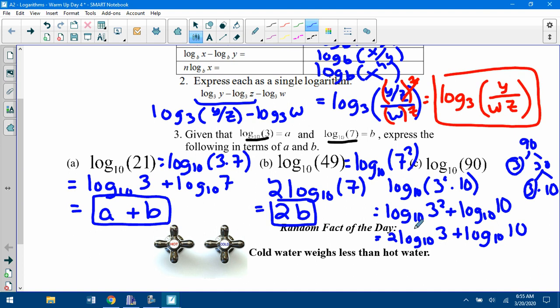What's this first piece going to turn into using my directions? 2a. Well, what's log base 10 of 10? 10 to what power gives you 10? 1. So it's 2a plus 1. So that's why the log of 10 didn't really matter, because it matched my base and I could evaluate it.